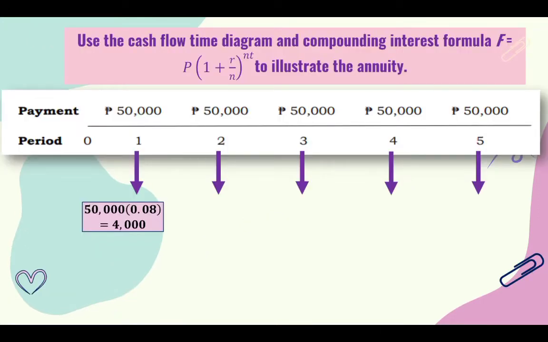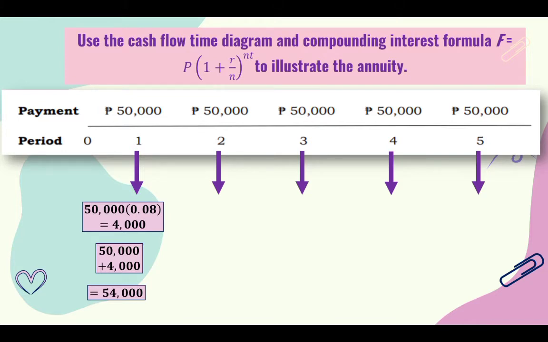Okay, so let us now find the interest rate. Okay, so now let us find the interest every year. So on first year, 50,000 times 0.08, we will have 4,000 as our interest. So 50,000 plus the 4,000 interest, we will now have 54,000 for our first year.